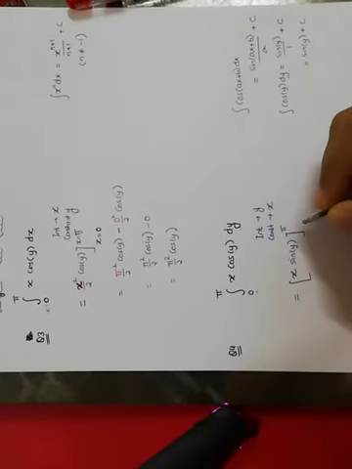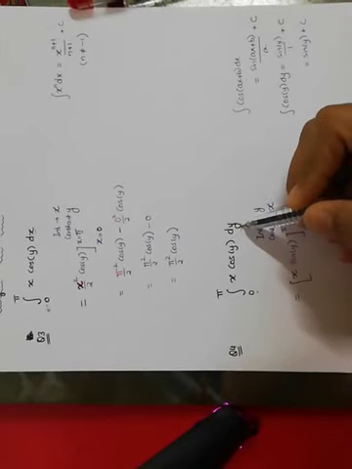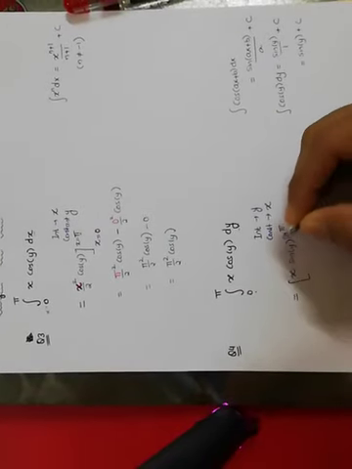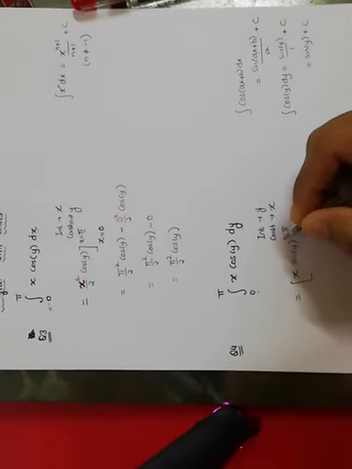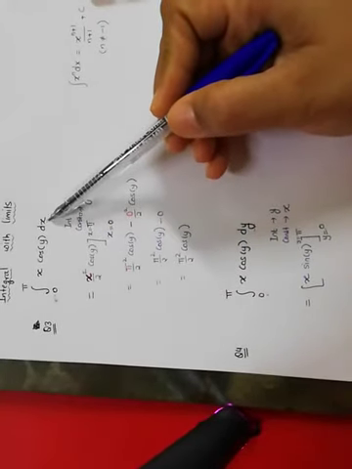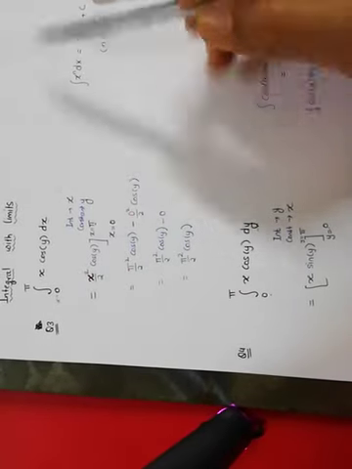Now here, these limits are for variable y. How do we know? Because of dy. dy means the limits are for variable y. So y varies from 0 to pi, y is equal to pi. Like in the previous question, because of dx, the limits were for x, so x was varying from 0 to pi.